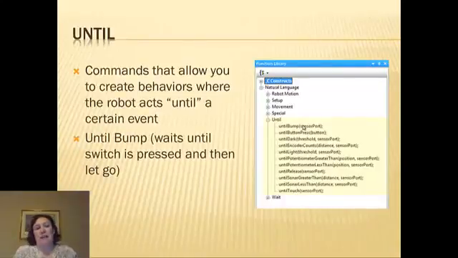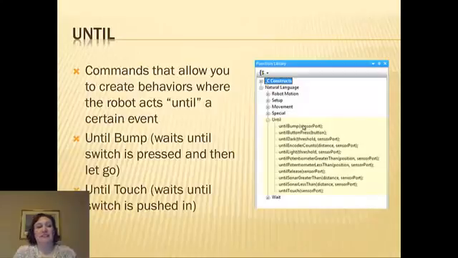So until bump waits until the switch is pressed and then let go. Until touch waits until the switch is pushed in. This is the difference between a bump and a limit switch, and I get this a lot. People say it's a button. It's actually not a button, because bumps read the press down and the release. The touches just register the initial touch. So that's the difference between until bump and until touch.